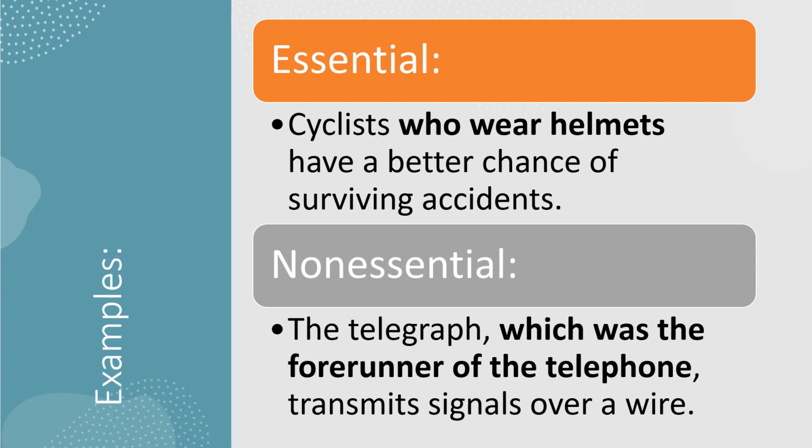The telegraph, which was the forerunner of the telephone, transmits signals over a wire. Meanwhile, in this example, the adjective clause which was the forerunner of the telephone can be removed in the sentence, and it will not change the meaning of the sentence.